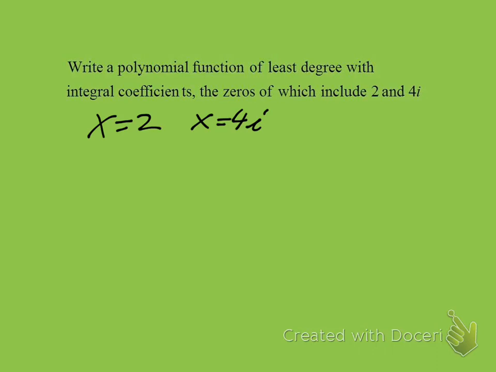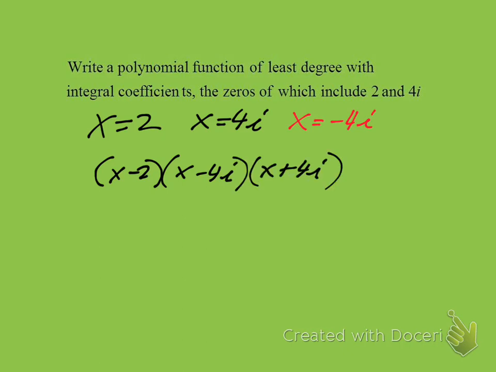So since they give you plus 4i, you need to put in minus 4i. You add that in. I don't. You do. After that, the process is fairly similar with a little slight twist. Next step, still making binomials. So move them over. So x minus 2, x minus 4i. And this one becomes x plus 4i.